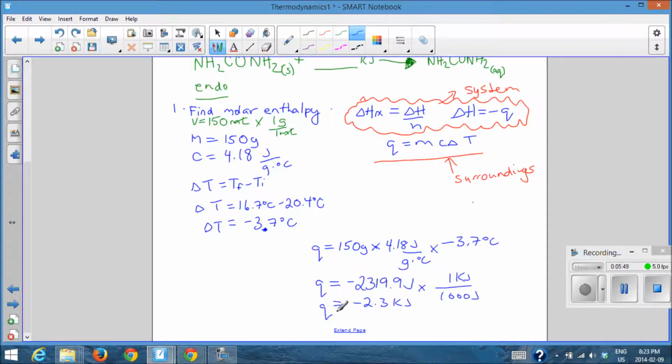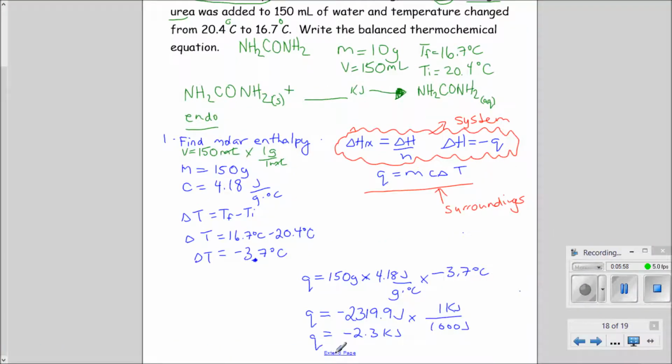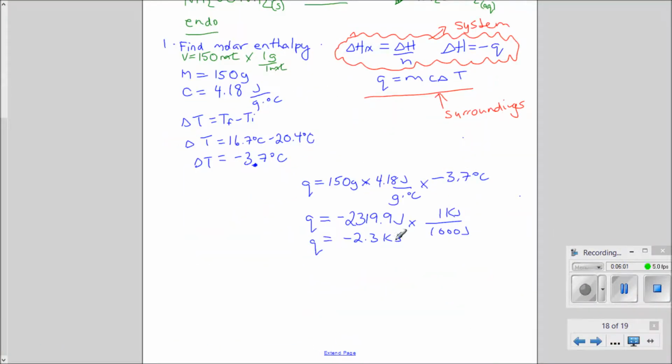So that's the amount of energy that was lost from the surroundings and went to the system. We know that if this is the surroundings, what's going on in our system is the exact opposite. Delta H equals negative Q. So the enthalpy that was formed is going to be negative 2.3 kilojoules. Any grade 10 math students know 2 negatives make a right, or they do: 2.3 kilojoules.